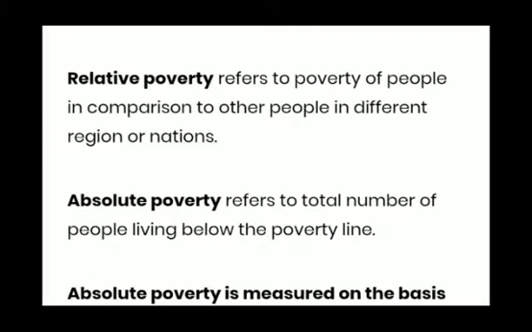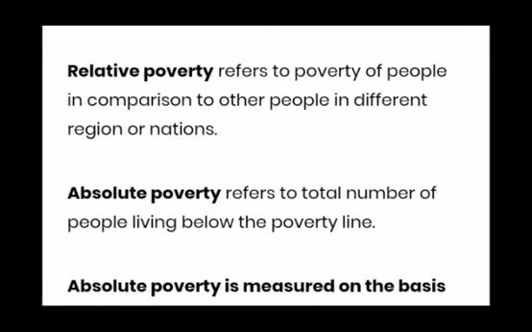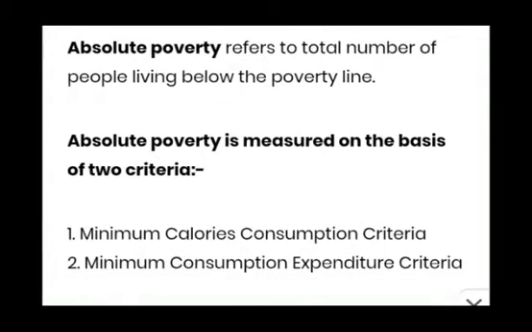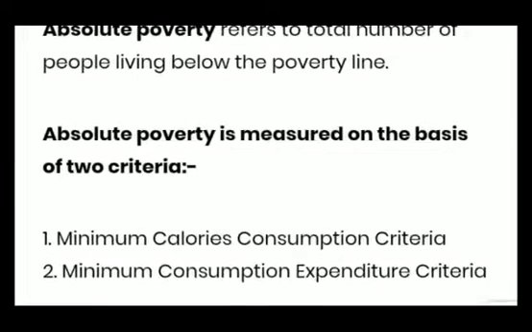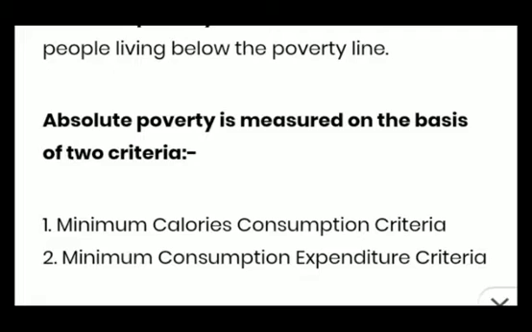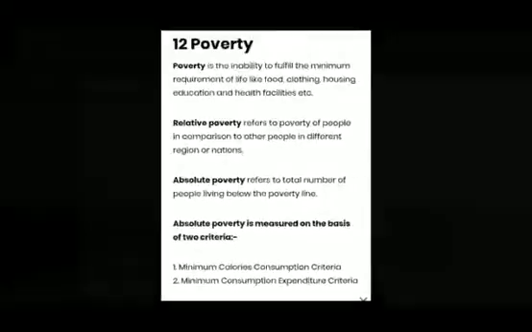Absolute poverty measures the people who are in a chronic state of poverty, or who are facing poverty at a persistent level for a long period of time, unable to fulfill their basic minimum needs. Then we come across how absolute poverty is measured. There are two criteria to measure absolute poverty: minimum calorie consumption criteria and the minimum consumption expenditure criteria.